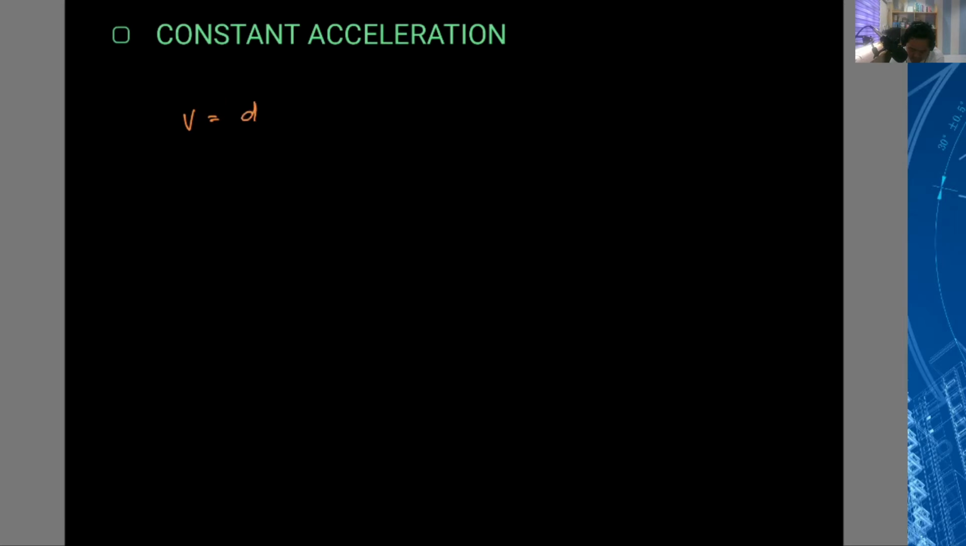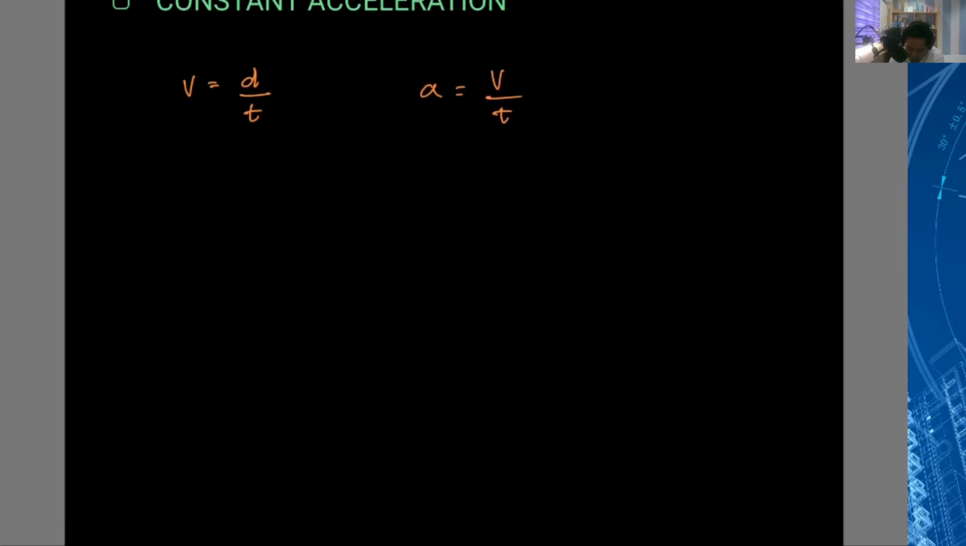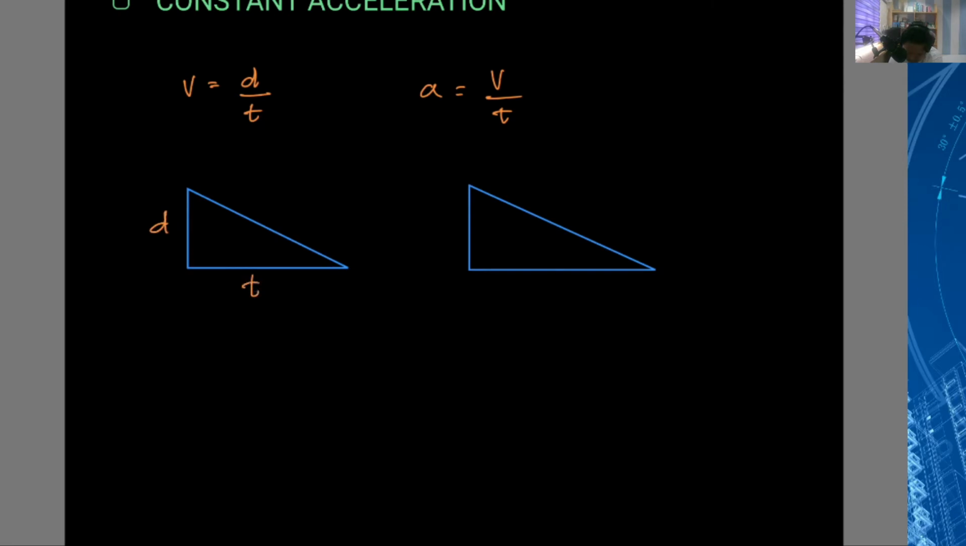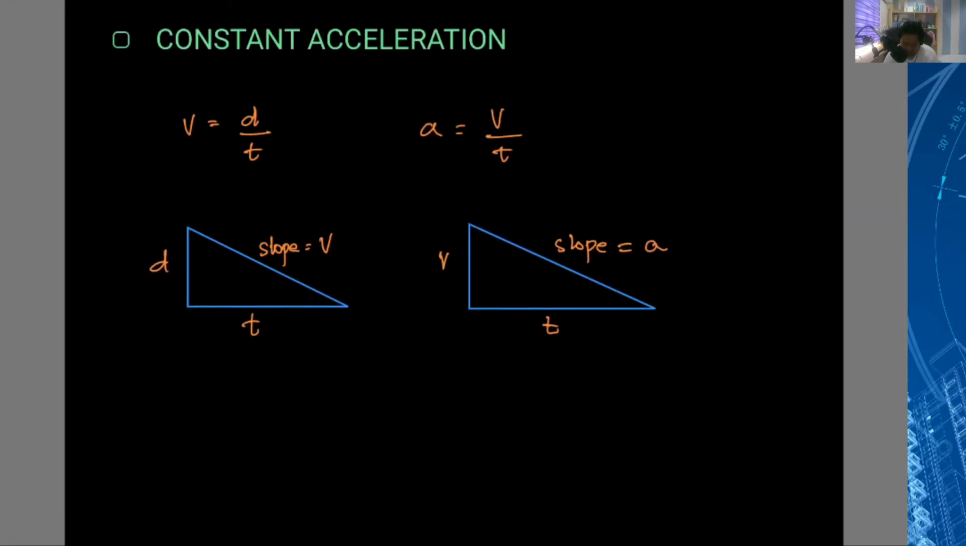Velocity equals distance over time. Okay, and also acceleration is equal to velocity over time. Okay, so if we will graph this, recall your analytic geometry. So you can have this. This is your D and this is your T. Okay, this is your V and this is your T. Okay, so the slope here should equal V, and also the slope here should be equal to A. Okay, so this is now our formula represented by a graph.